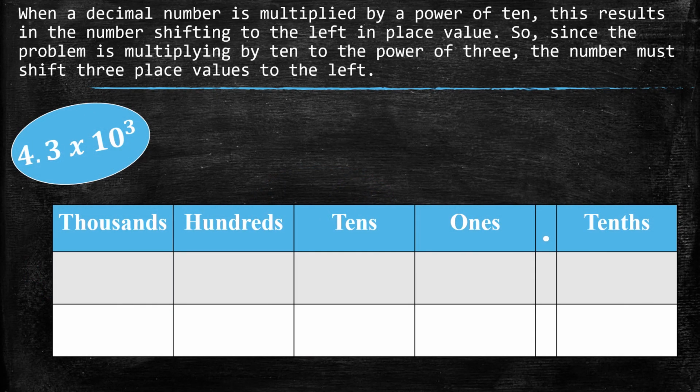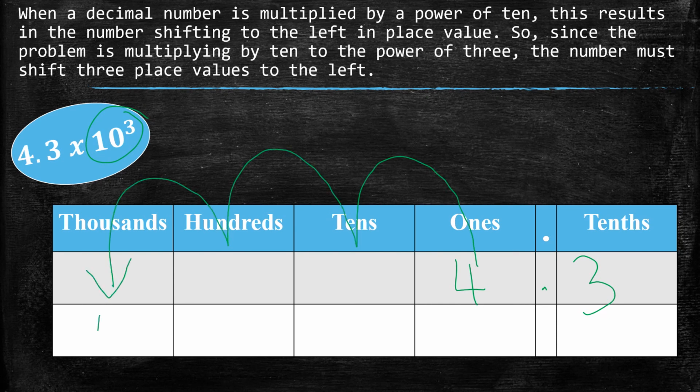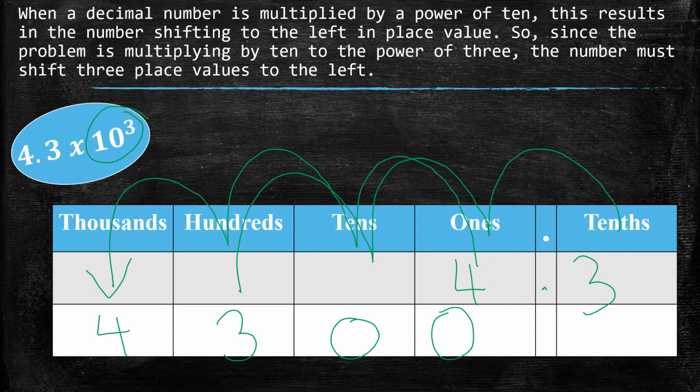With decimals, we're doing the same thing. We are shifting to the left in place value. So, since the problem is multiplying by 10 to the power of 3, we're going to take our 4 and 3/10 and we're going to shift them 3 places to the left. So the 4 is going to go to the thousands place. The 3 is going to go to the hundreds place, and zeros to hold your place.